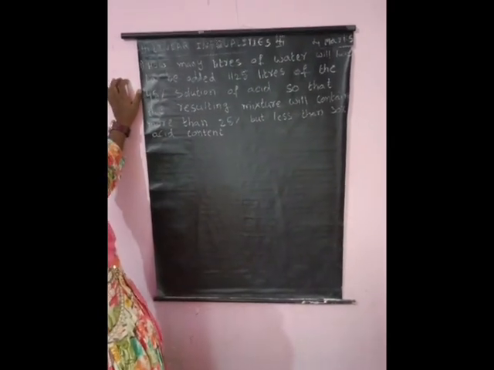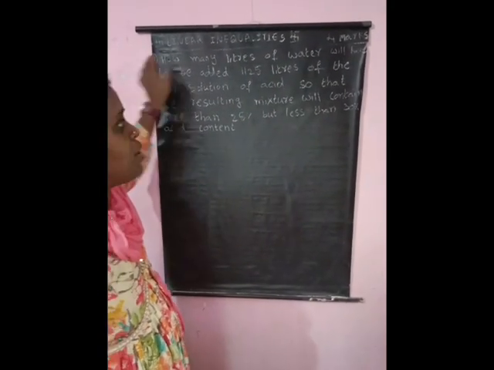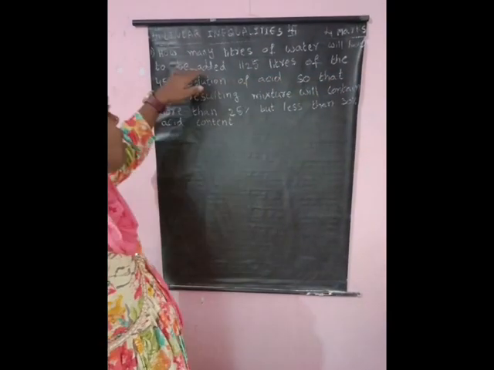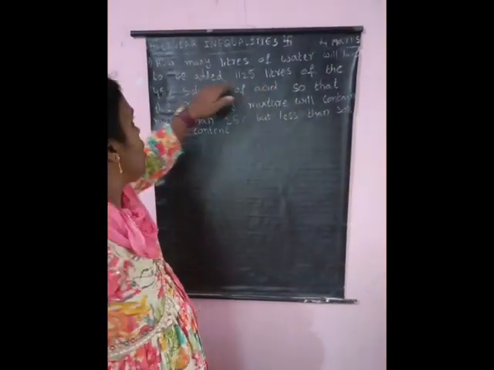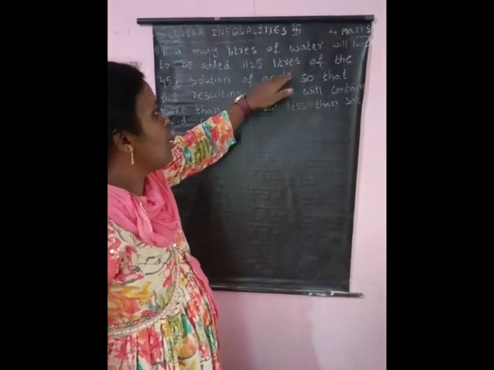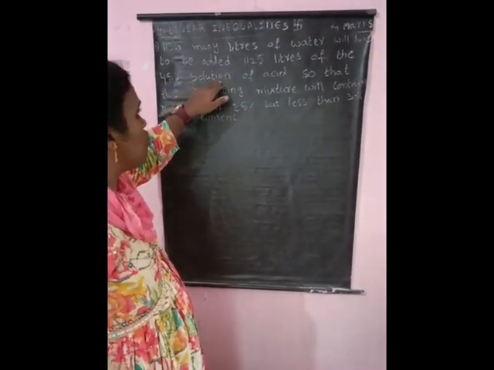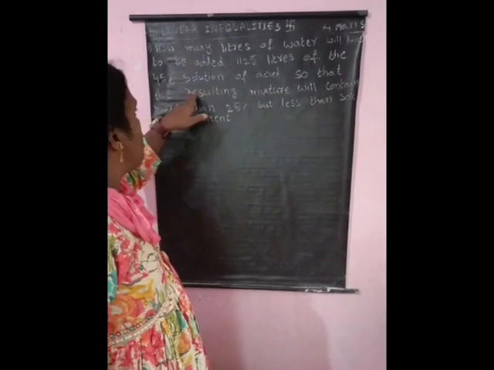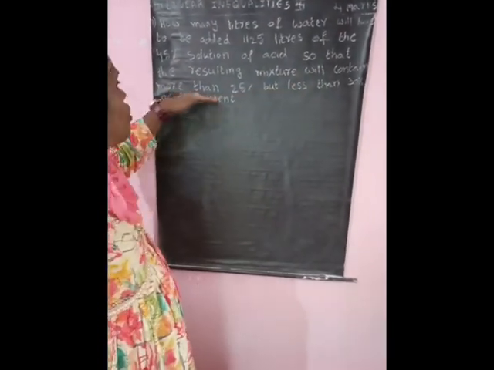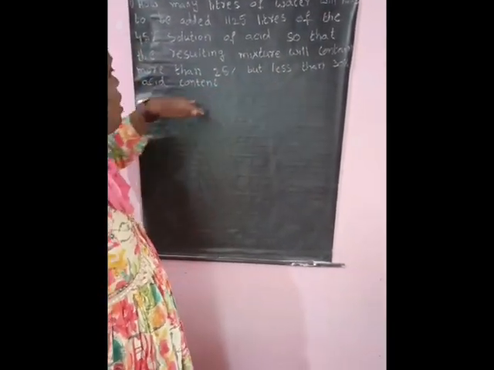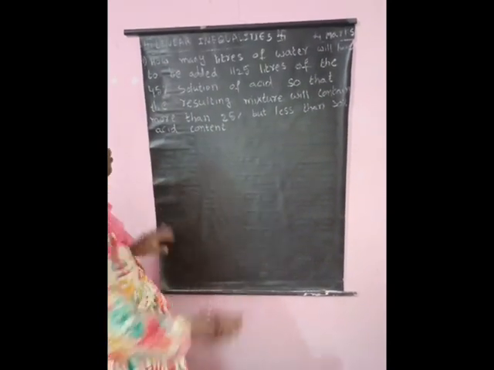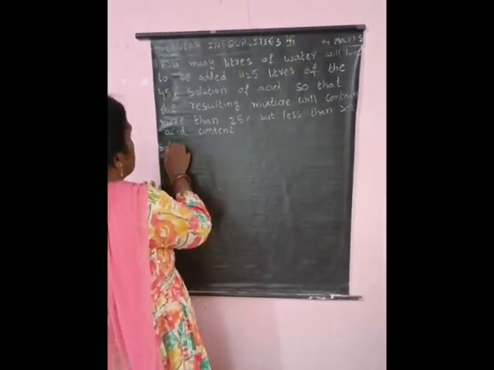Hi viewers, in this class we will learn about the linear inequalities topic. This topic carries 4 marks. In this problem, how many liters of water will have to be added to 1125 liters of the 45% solution of acid, so that the resulting mixture will contain more than 25% but less than 30% acid solution?